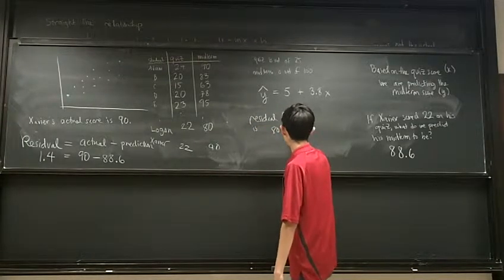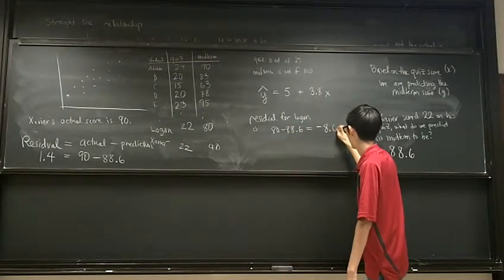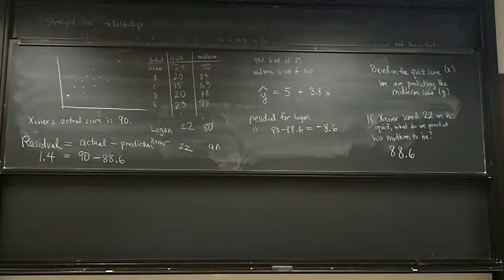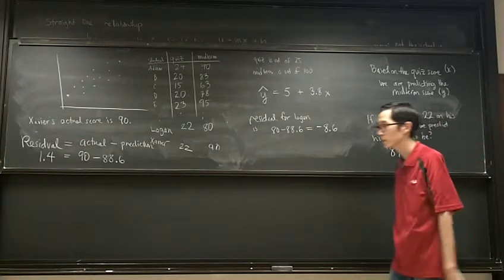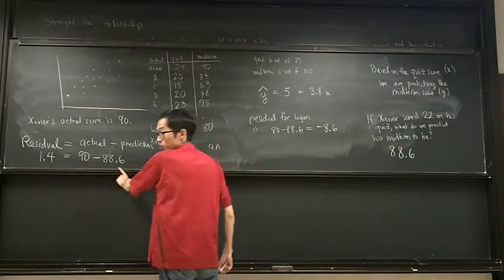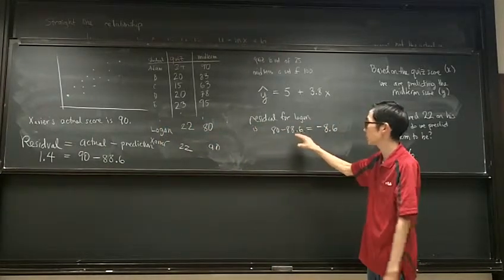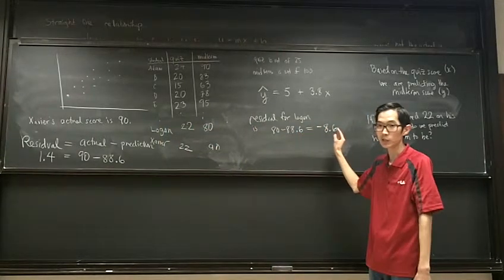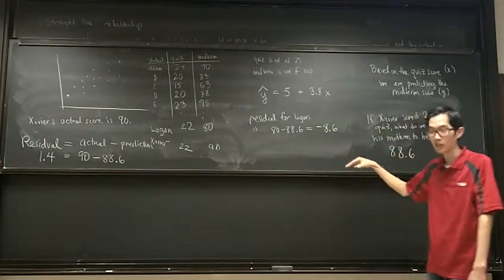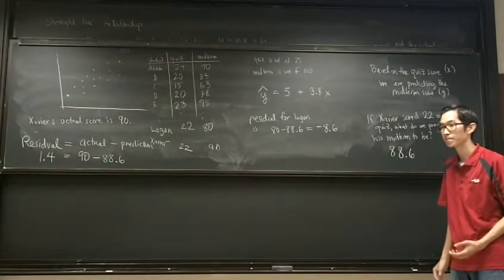80 minus 88.6. So his residual is negative 8.6. Is this good with everyone? What's the 1.4? Oh, if you do 90 minus 88.6, you get 1.4. If you do 80 minus 88.6, you get negative 8.6. So this one's negative. That means Logan did worse than what we predicted. And the prediction, you just come up with it?